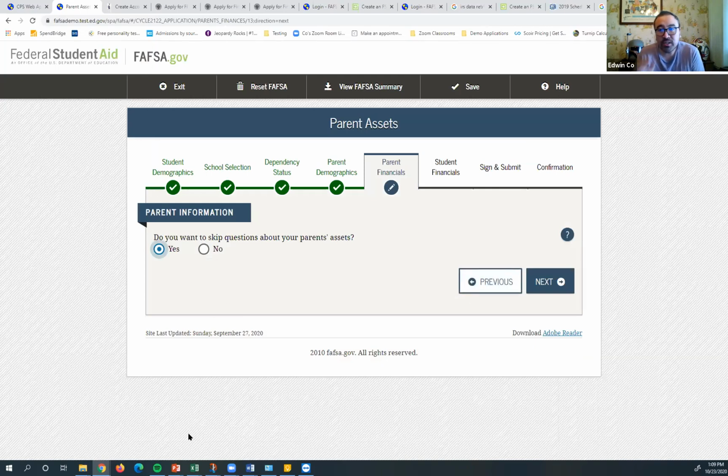Oftentimes, if your parents are considered low income, they'll ask you if you want to skip the rest of these questions. If you have this option, say yes. That means they have enough information. They don't need to know any more information. If your family's more middle income or has more assets, they're going to ask you to fill it out.